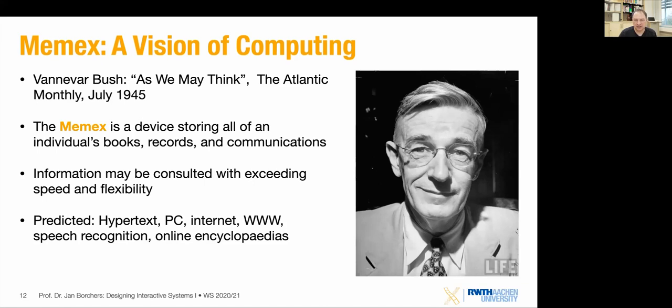What Bush actually predicted with this was not just the personal computer, because he was essentially describing something like the PC, but without the technology around yet. But he also predicted the networking of these things, through the internet and the World Wide Web. He predicted hypertext. He said there would be links from one element in your MEMEX, from one book entry, for example, you would directly go to a reference that this book makes to another book. He was predicting speech recognition, that this thing would somehow recognize what you're saying and then go to the right page. It was predicting online encyclopedias like Wikipedia, essentially.